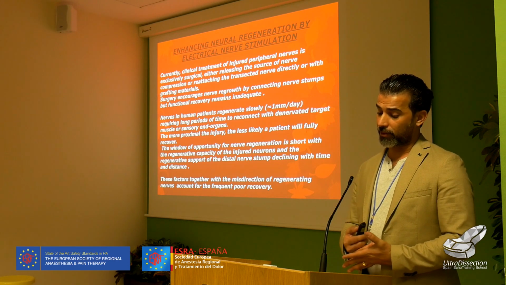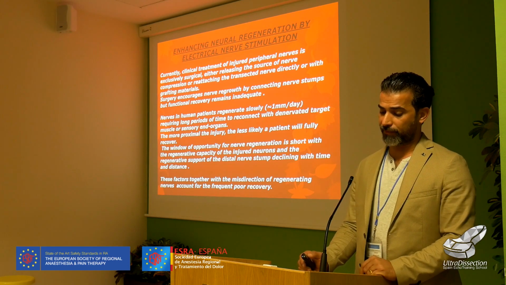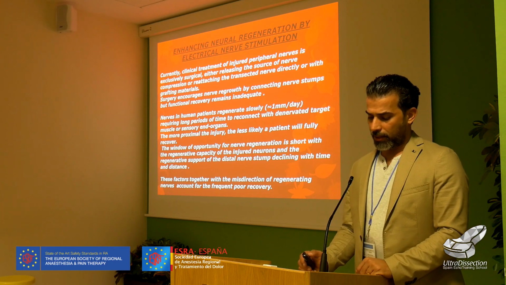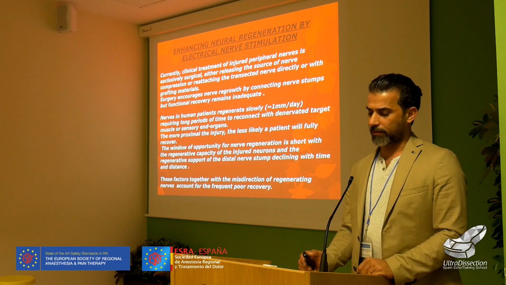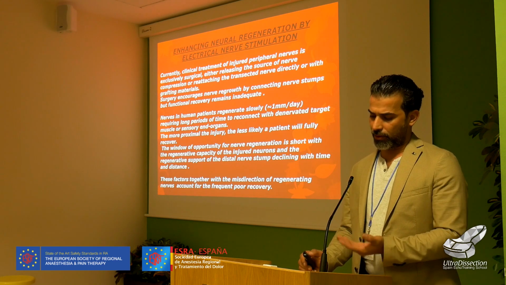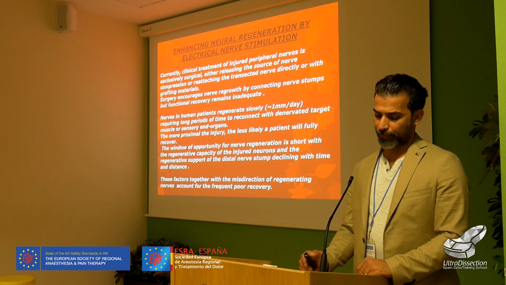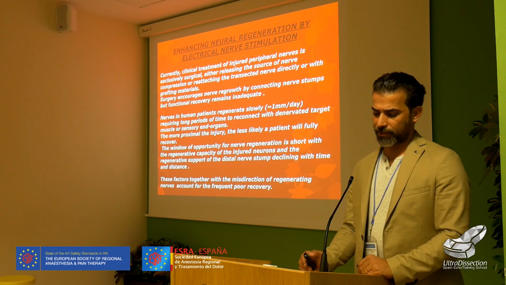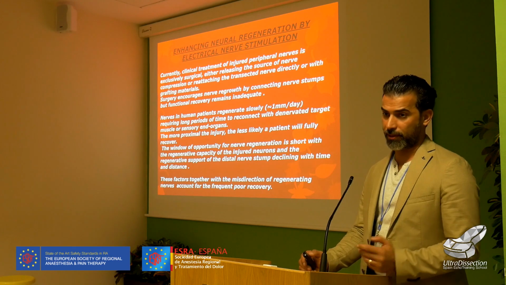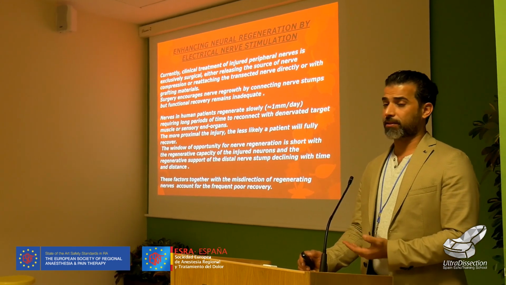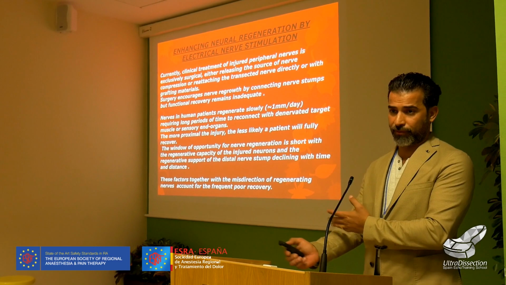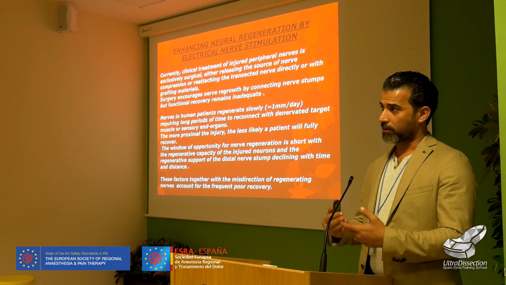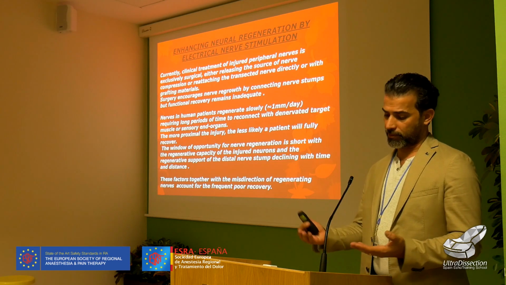Currently, clinical treatment of injured peripheral nerve is exclusively surgical, either releasing the source of the nerve compression or reattaching the transected nerve directly or with grafting materials. So surgery encourages nerve regrowth by connecting nerve stumps, but functional recovery remains inadequate. This is the aim of the surgery for peripheral nerve: nerve regrowth, reanastomosis or reconstruction. Why do they do the surgery for sciatic nerve injury, for example? This is the aim of the surgery.